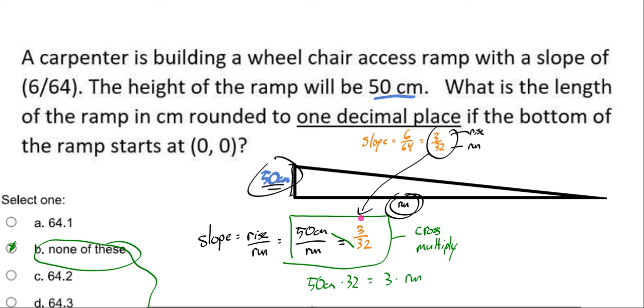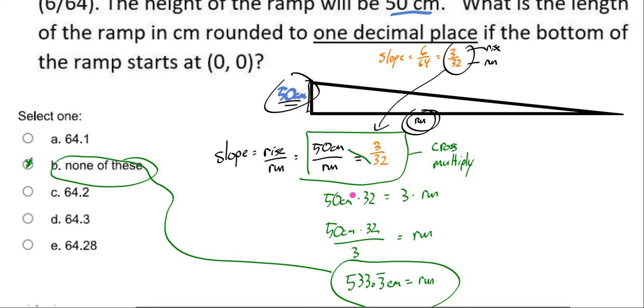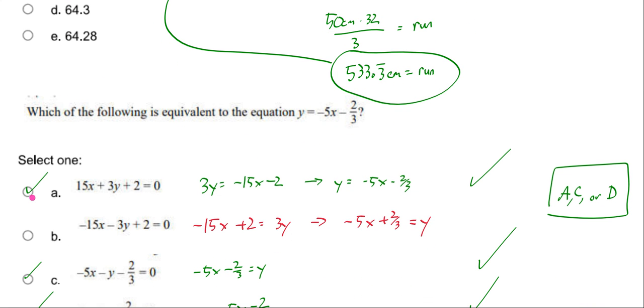So 3/32, the slope that's given, is equal to 50 over something. We cross multiply, 50 times 32 divided by 3, and we get 533 and a third, which is none of these. It's rarely the answer, actually, none of these, but there it is.